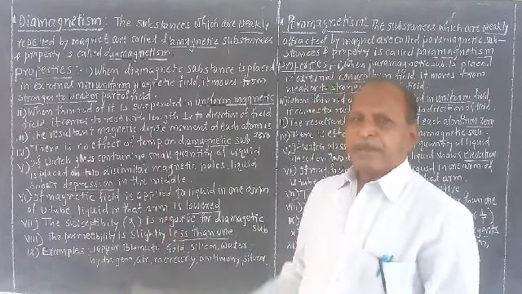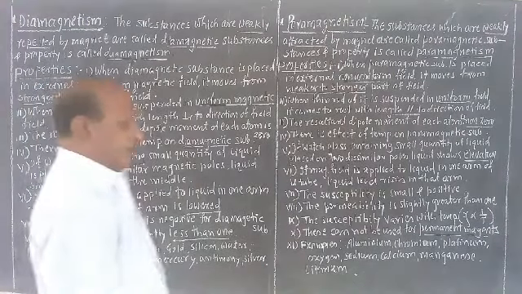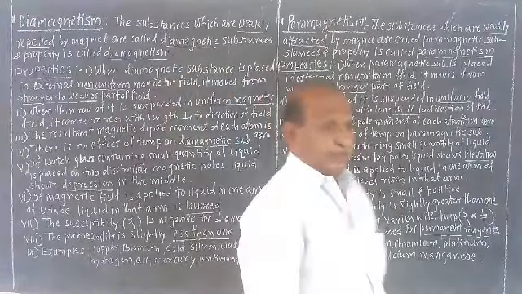Next, susceptibility. We have seen the constants susceptibility and permeability in the last period. The susceptibility is negative for diamagnetic material. Now the permeability of diamagnetic material is slightly less than 1. Permeability is less than 1, susceptibility is negative.